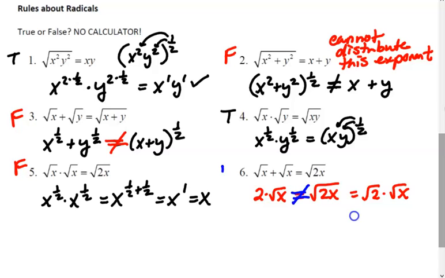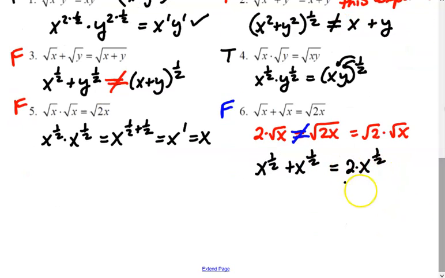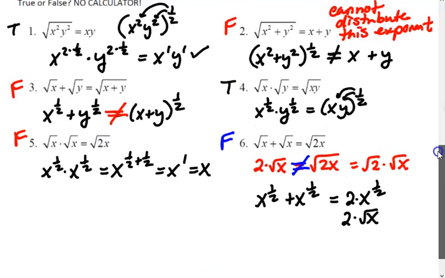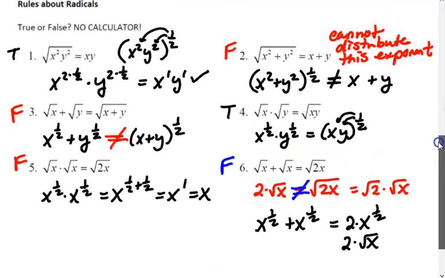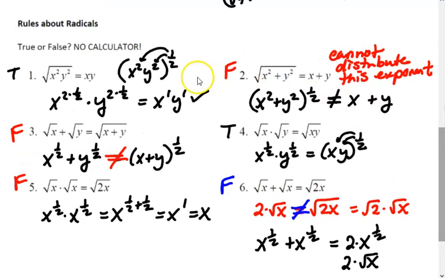So this is false. I didn't actually need rational exponents for this, but if I had put rational exponents in, I would have had x to the 1/2 plus x to the 1/2. Well, if I add 2 identical items, I will have 2 of them. This is 2 times x to the 1/2. But only the x has the 1/2 on it, not the 2. So this is 2 times the square root of x. So you could also look at it that way. Sometimes using rational exponents and remembering the distribution rules and the addition and multiplication rules for exponents will help you with radicals as well.